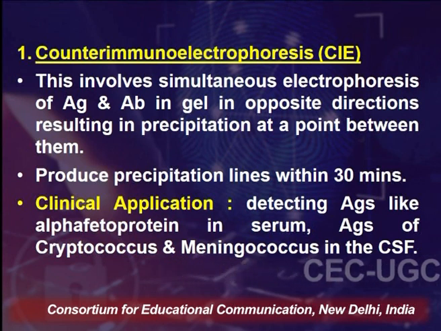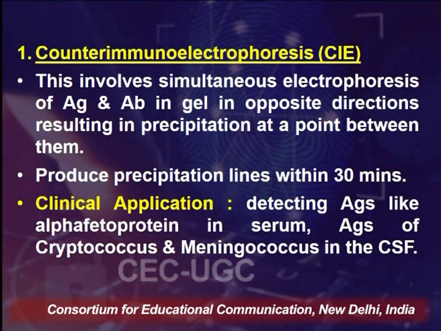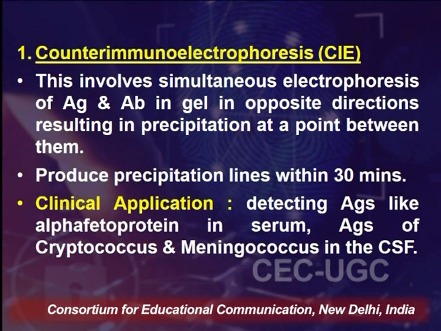So, what we do in a counter immunoelectrophoresis, we have made a gel, and on the opposite ends we have put antigens and antisera. On one end of the gel we have put antigen, and on the other end we have put antisera or antibodies, and we put the gel in a buffer, and then we have put one electric device.